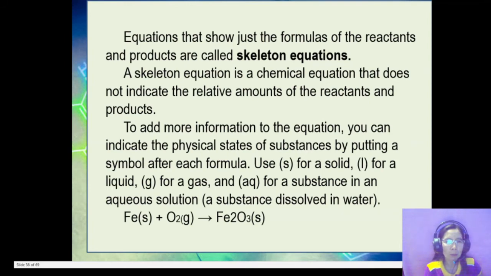So, a concrete example is shown here on the slide. We have here the symbol for iron, Fe. Then we use the symbol S, indicating that iron is a solid. Then we separate the reactants with a plus symbol. Then we have oxygen gas. We write there the symbol G, indicating that O2 is a gas. We use a single arrow to separate the reactants from the product. And we have there the product Fe2O3. Then we use the symbol S, indicating that Fe2O3 is a solid.